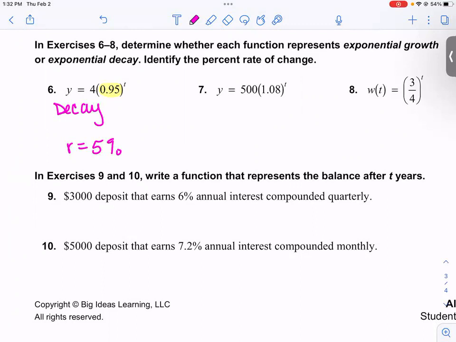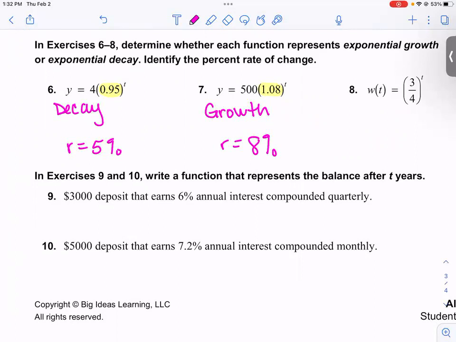Amy, what about number 7, growth or decay? And how did you know that? Okay, our number that we're multiplying by every time is greater than 1. Specifically, Holden, how much greater than 1 is it? Oh, 8%. He even went a step further. 0.08 is how much greater than 1. So 8% is our rate.